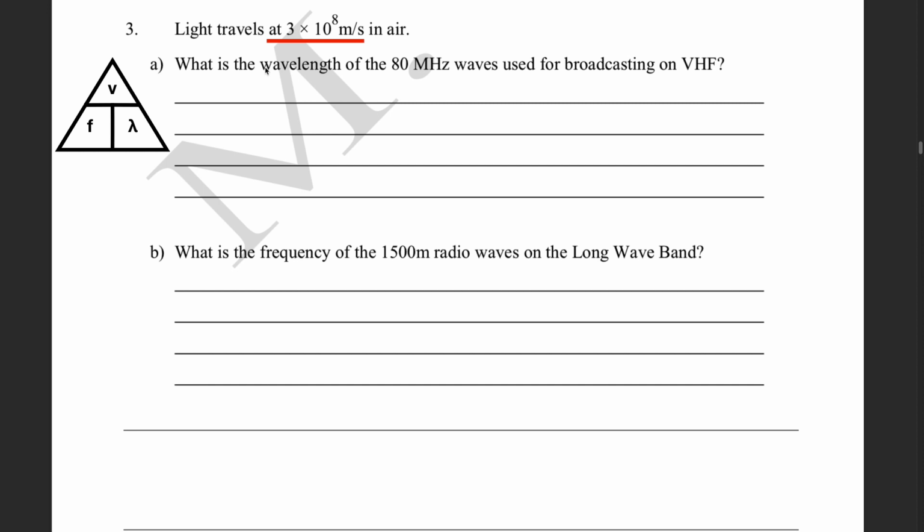So if we want to find the wavelength, and we've been given the frequency and the speed, then we have to get lambda subject of the formula. So let's start off with the full formula first. So V equals F lambda. To get the wavelength subject of the formula, we are left with lambda equals V divided by F. Now before we plug in the values, there is this 80 MHz, which I suggest to turn into its standard form, which will be 8 times 10 to the power of 7 Hz.